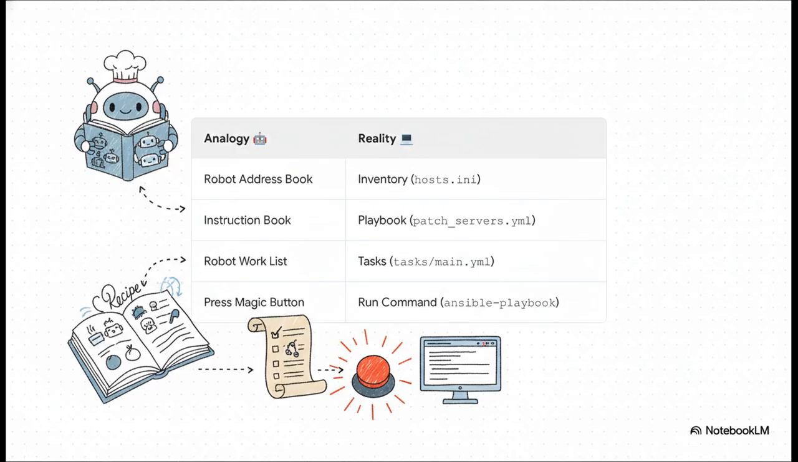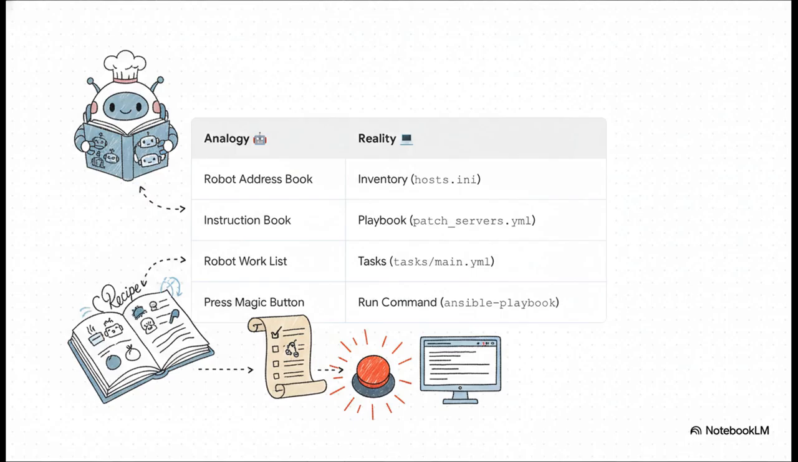See, every single part of our robot chef's story has a direct real-world counterpart. That address book with all your robots' locations, in Ansible, that's your inventory file, just a list of your computers. The recipe book, that's your playbook file. The specific steps in the recipe, like add flour or mix eggs, those are your tasks.